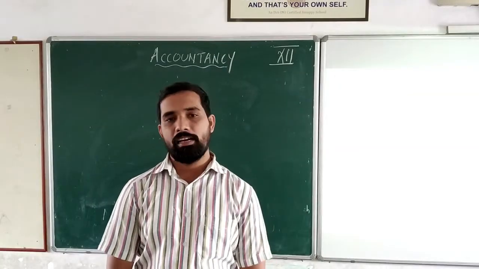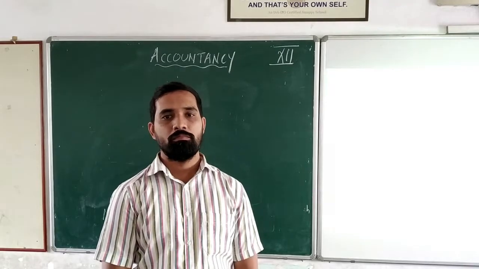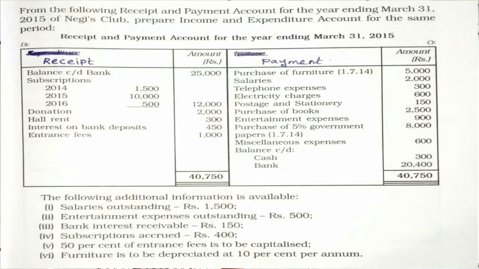Okay, let us start the first problem. From the following receipts and payments account for the year ending 31st March 2015 of Nagy, prepare income and expenditure account.